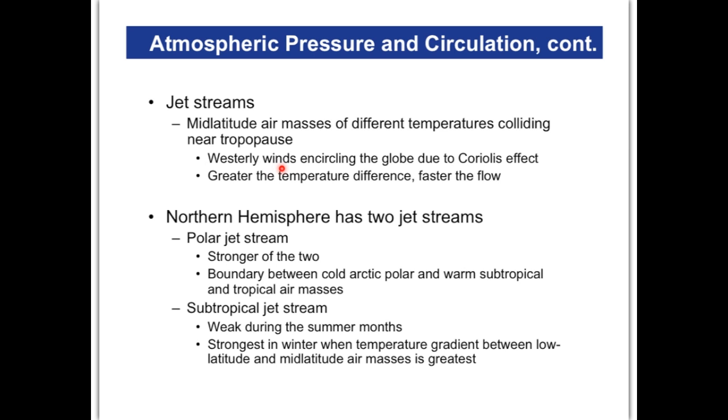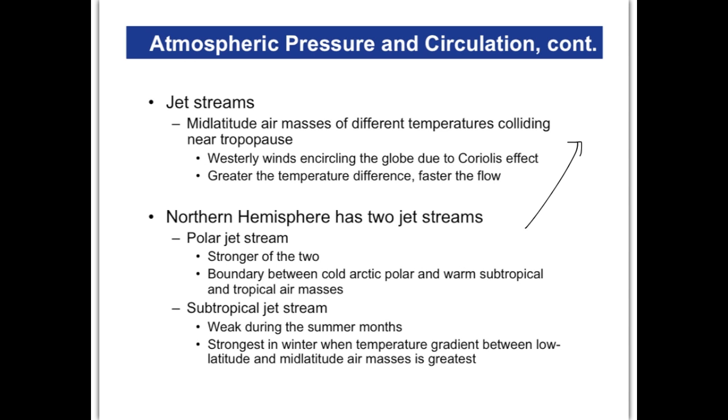We say that they're westerly winds because they come from the west. And we're not going to focus too much on wind names, but winds are generally named where they come from. So they come from the west towards the east, and they encircle the whole globe. And they wave back and forth due to the Coriolis effect. The Coriolis effect is a tendency of any kind of fluid moving in a straight line to want to bend off one direction or the other.